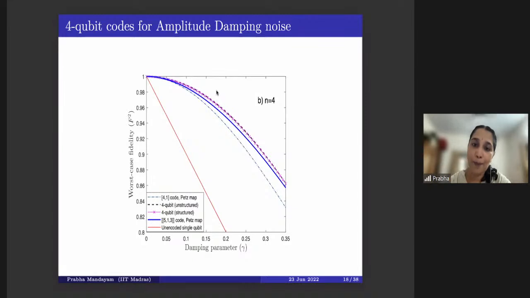So in this case, it was again amplitude damping noise. But what the pink and the black line show is that the numerically optimized codes actually give you better fidelity than the perfect 5-qubit code and the approximate 4-qubit code.